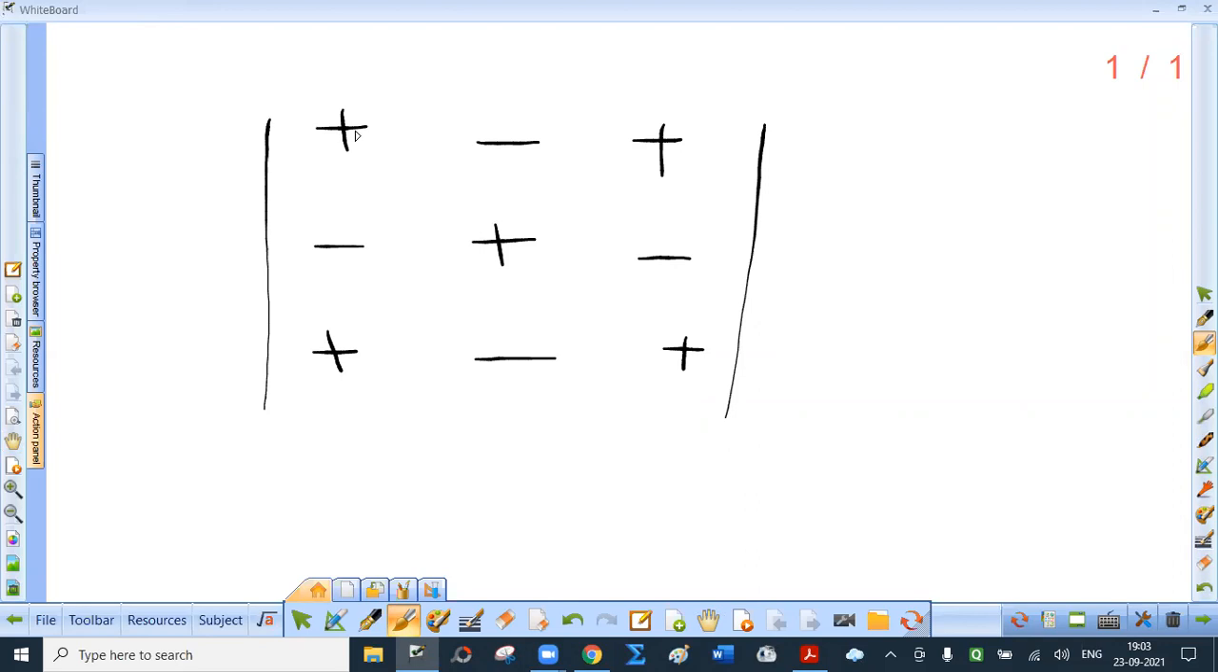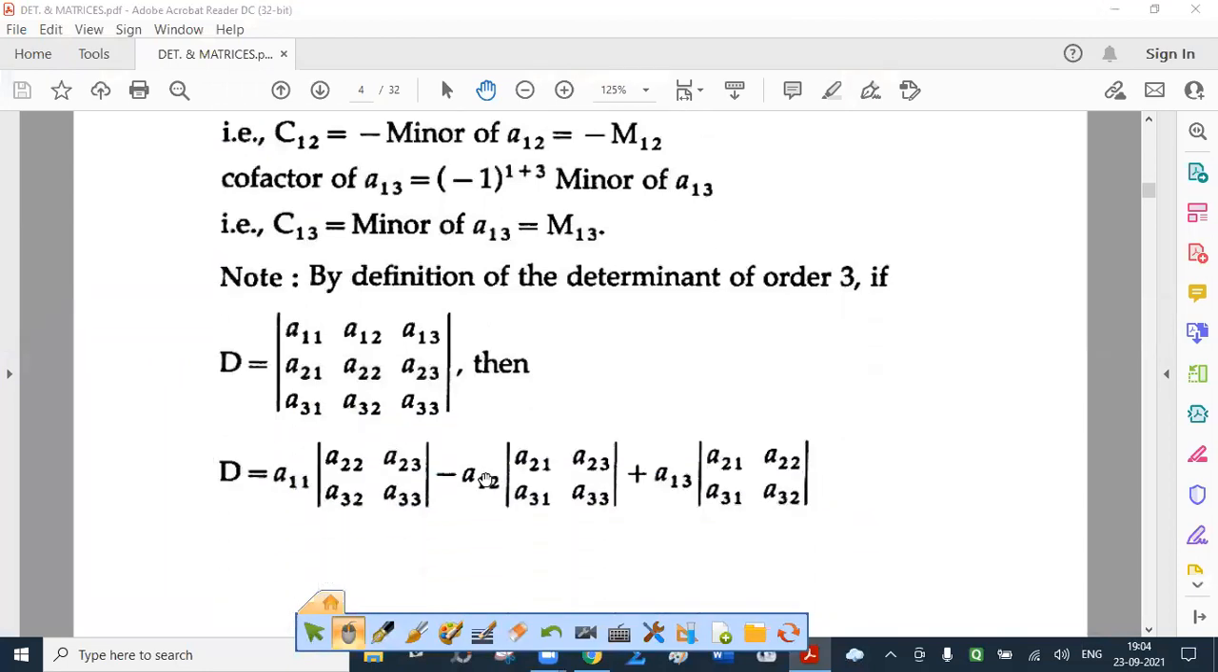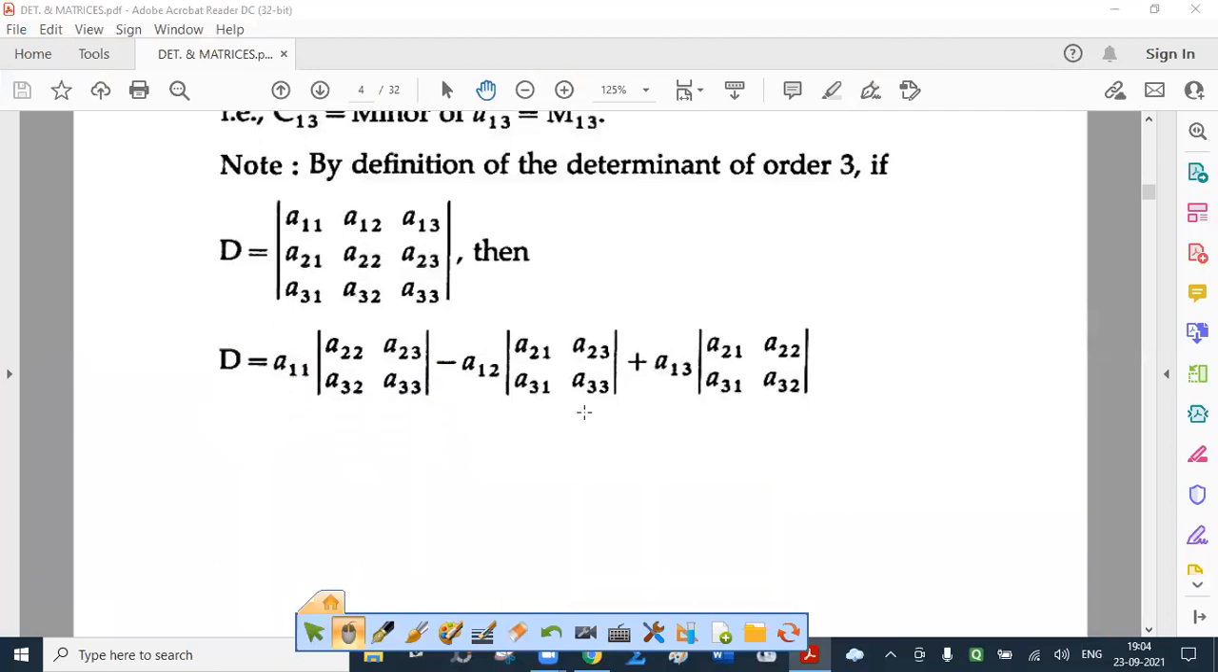Now why is this plus? First row, first column, minus 1 raised to 1 plus 1, that is minus 1 squared, which is plus 1. Why is this minus? Third row, second column, 3 plus 2 is 5, minus 1 raised to an odd number is minus 1. Now by the definition of a determinant of order 3, this is how we obtain the determinant.